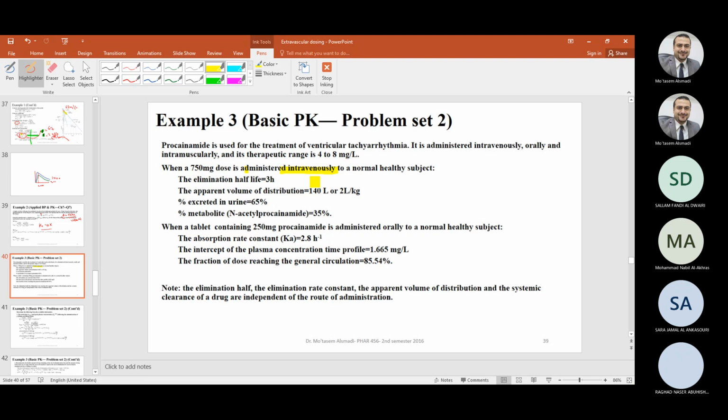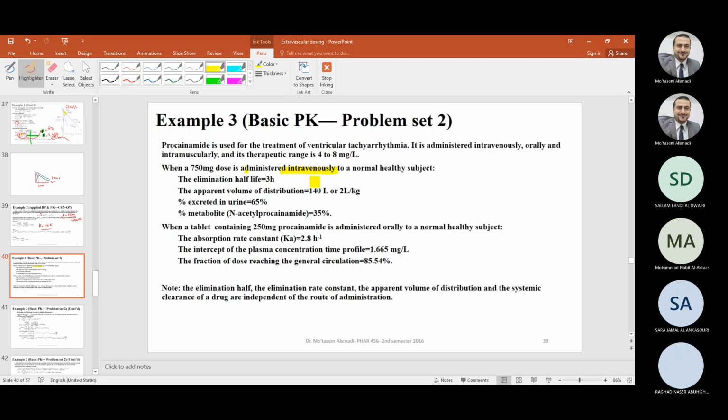If I change the route from intravenous to oral, will they be modified? Do they depend on the route? Disposition parameters, again, which are the elimination half-life, the VD, the FE and FM. All of these are dosing route independent. And if you take them from the IV, you can apply them to the oral, right? We'll go to the oral.